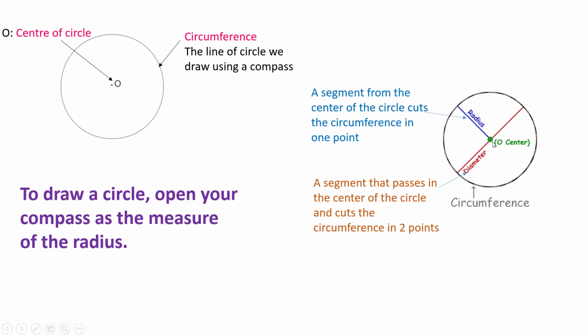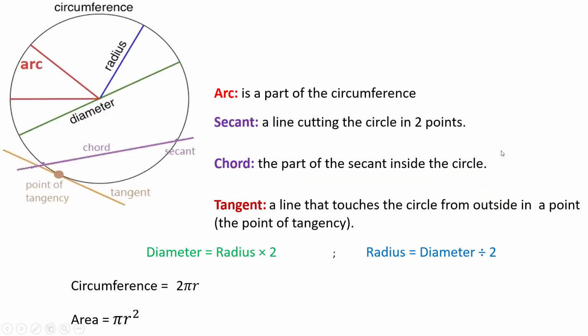In a circle, we always have two special lines. The first is the radius. We can draw infinite radii in the circle. The radius is a line from the center that cuts the circumference in one point. And we have another line, which is the diameter, which passes through the center and cuts the circumference in two points. As you can see, the radius is equal to half the diameter, or the diameter is equal to radius times 2. Always to draw a circle, we open our compass as the length of the radius.